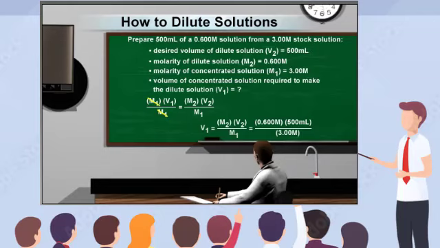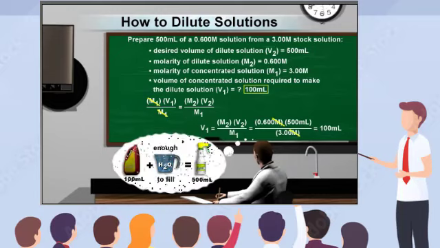V1 tells you the amount of the stock solution needed to make the dilution. The calculation gives you the answer 100 milliliters. Therefore, to make the desired solution, place 100 milliliters of the stock solution into a 500 milliliter container and add enough water to bring the final volume to 500 milliliters. At this point, you have 500 milliliters of a 0.6 molar solution. If the volume of the solution must be precise, use a volumetric flask and pipette.